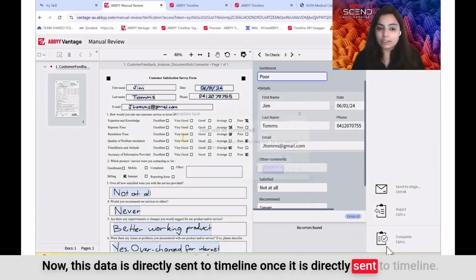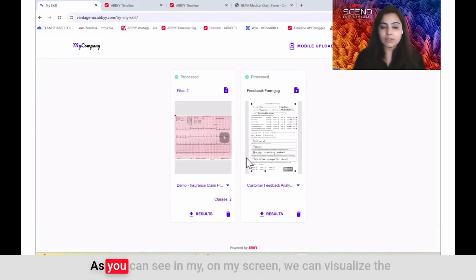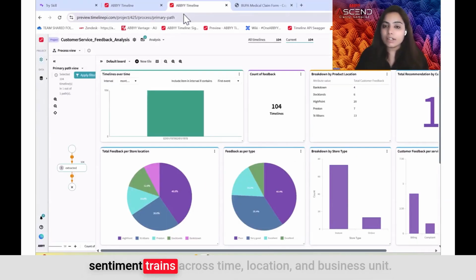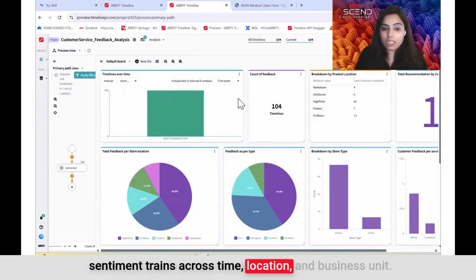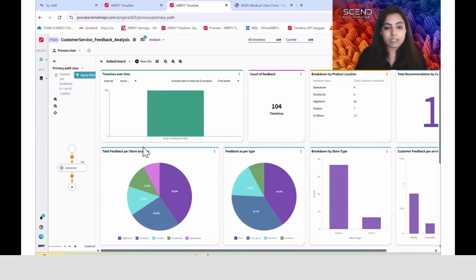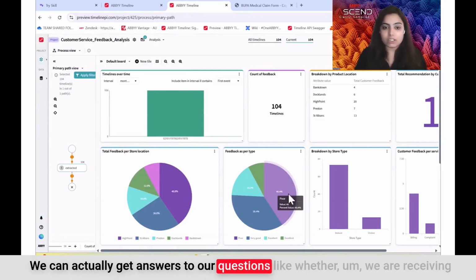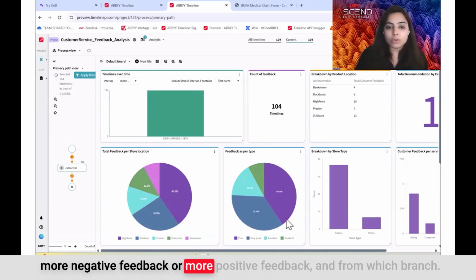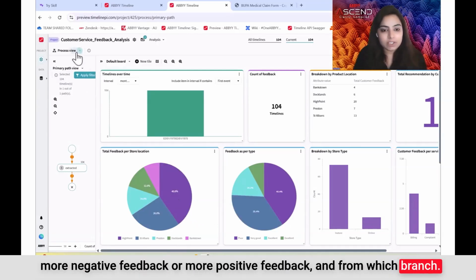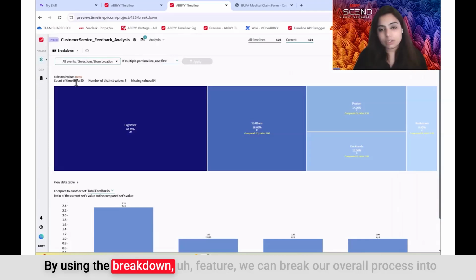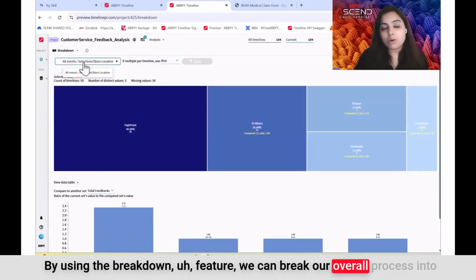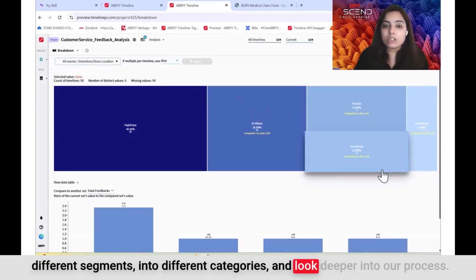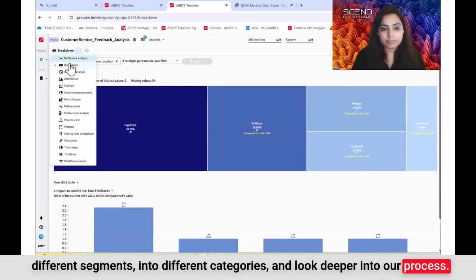Once it is sent to Timeline, as you can see on my screen, we can visualize the sentiment trends across time, location, and business unit. We can actually get answers to our questions, like whether we are receiving more negative feedback or more positive feedback and from which branch. By using the breakdown feature, we can break our overall process into different segments, into different categories, and look deeper into our process.